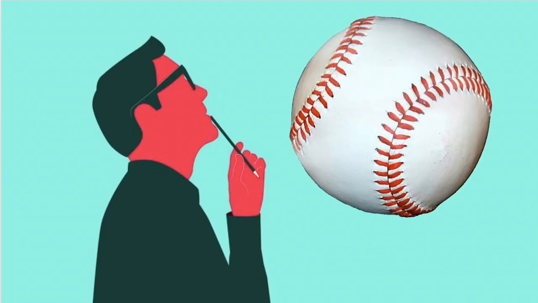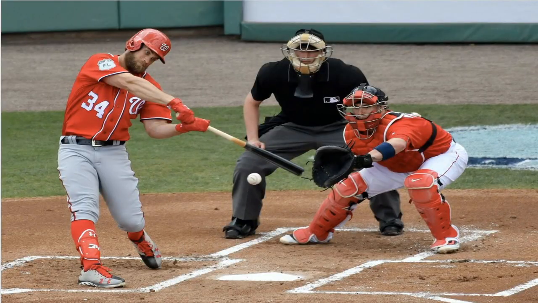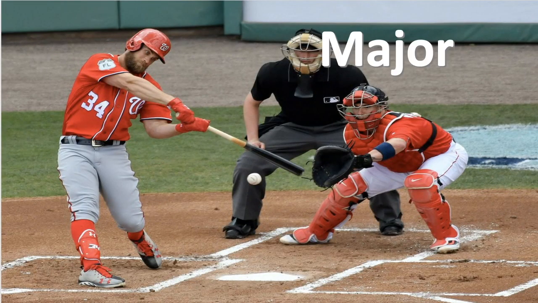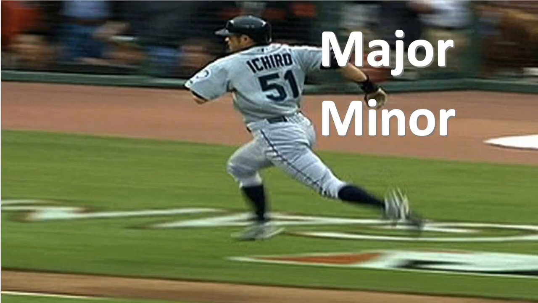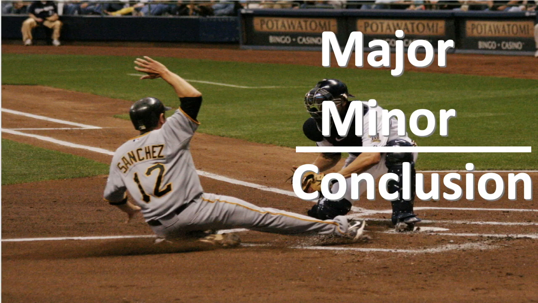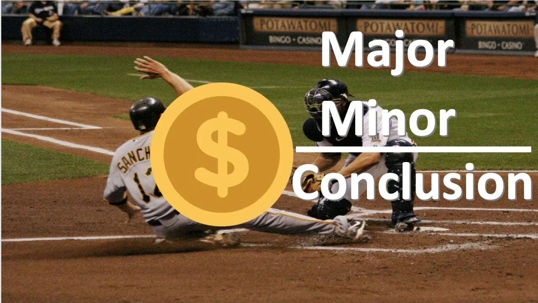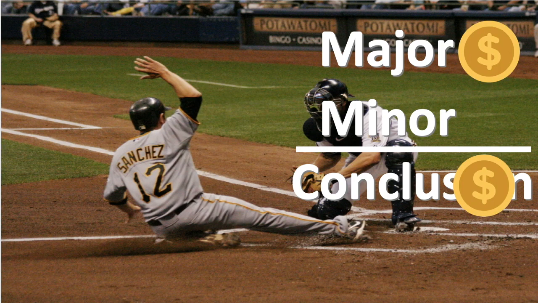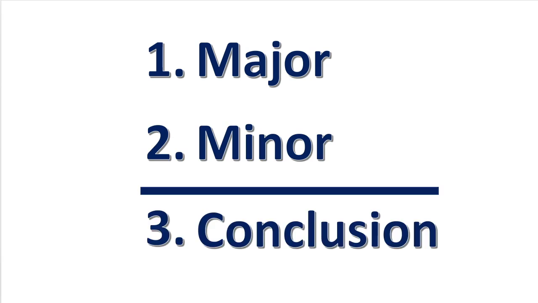Think baseball. You hit the home run right off the bat. This is your major premise. But it's not complete until you run around and then touch home base again at the end with your major term at the end of the conclusion. Major, minor, conclusion.